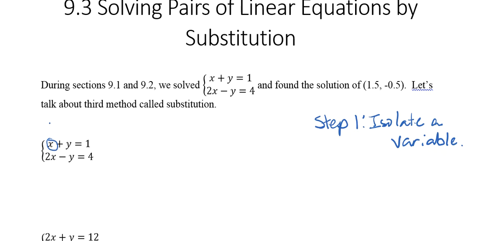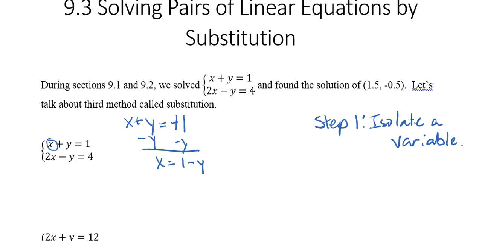So I'm just going to go ahead and do this first one. I'm going to get x by itself. So to do that, I'm going to move the y. Since the y is positive, I'm subtracting it. And so I get x equals 1 minus y.